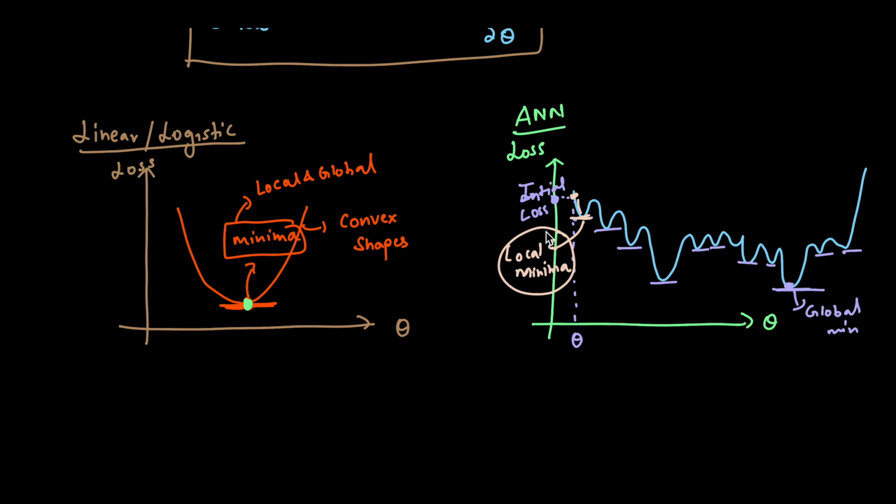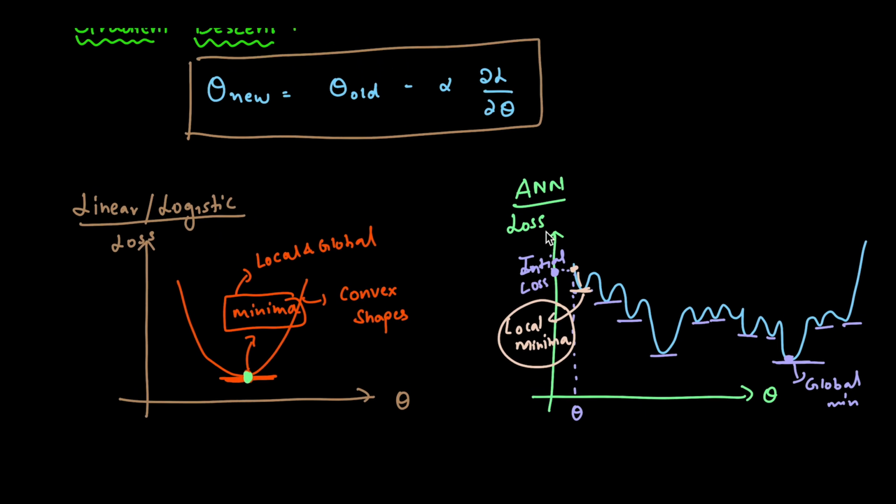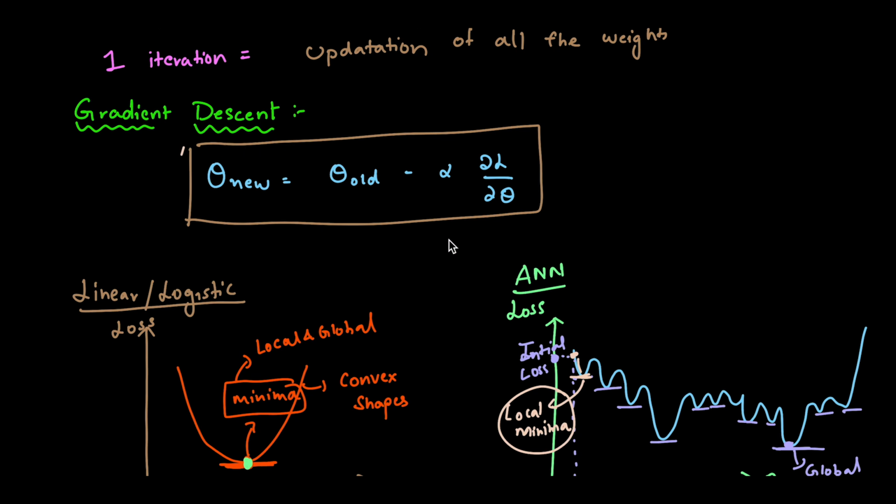Let's discuss the other problem. This is the main formula for gradient descent, that is theta new equals theta old minus alpha times the derivative of loss with respect to theta, right? Now, let's say we are trying to solve some regression problem. In case of a regression problem, what is the loss function that we will use? The loss function we will use is mean squared error. This we have discussed multiple times by now.